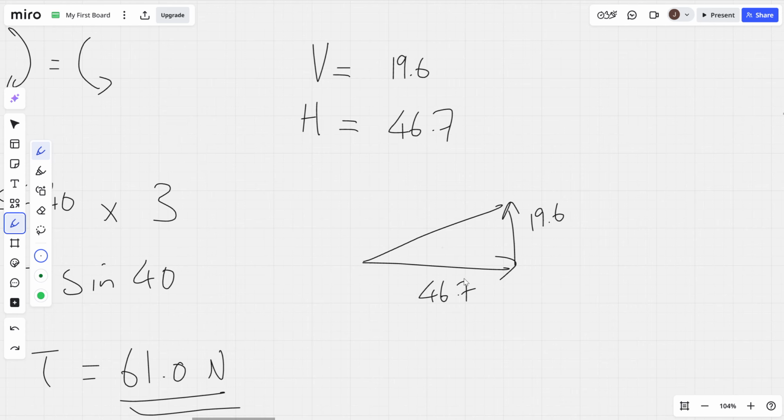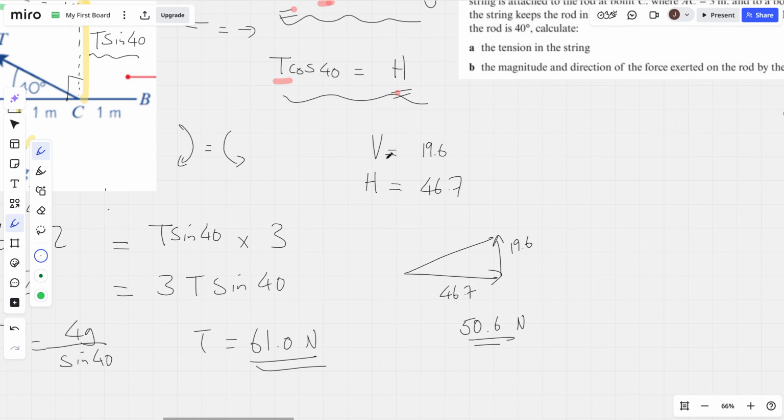Okay, and then the magnitude is just using a bit of Pythagoras here, so I'll do 19.6 squared plus 46.7 squared, and then I'll square root that, and I get 50, we were doing, was it 1 decimal place? So I'll just go with that again. So 50.6 newtons is the magnitude.